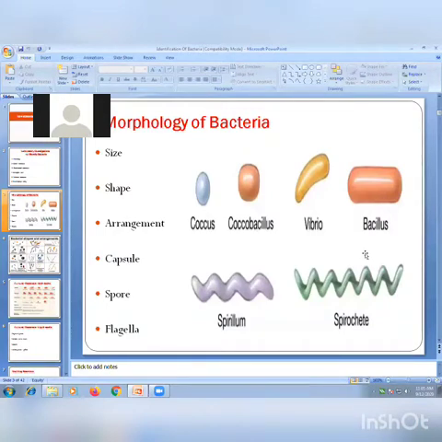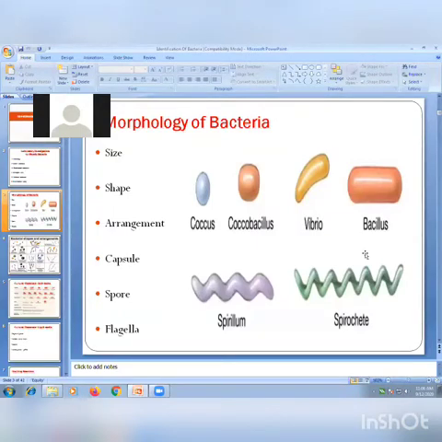The next one is the shape of bacteria. We have to study the shape in microscopy. In the microscope, we observe the different shapes of the bacteria. So which are the shapes? Cocci means spherical, circular bacteria. Then coccobacillus. Then vibrio, a comma-shaped bacteria. Bacillus means rod-shaped bacteria. Spirillum is a rigid spiral structure, and spirochete is a flexible spiral structure. So all these are the various shapes of the bacteria.